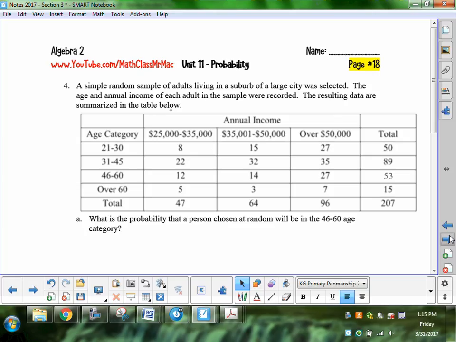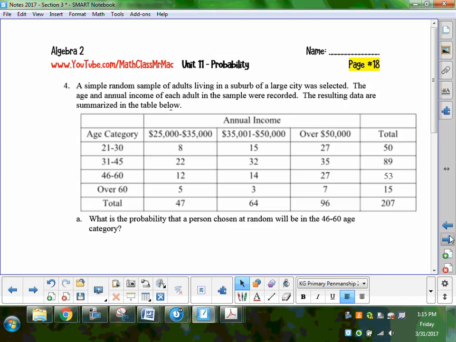I mean, we could do some of these. These, in all honesty, I think are a little bit redundant. Take a look right now at 4. Maybe we'll have you do some of these for homework. Looking at 4, it says a simple random sample of adults living in a suburb of a large city were selected. The age and incomes are covered. The resulting data are summarized below.